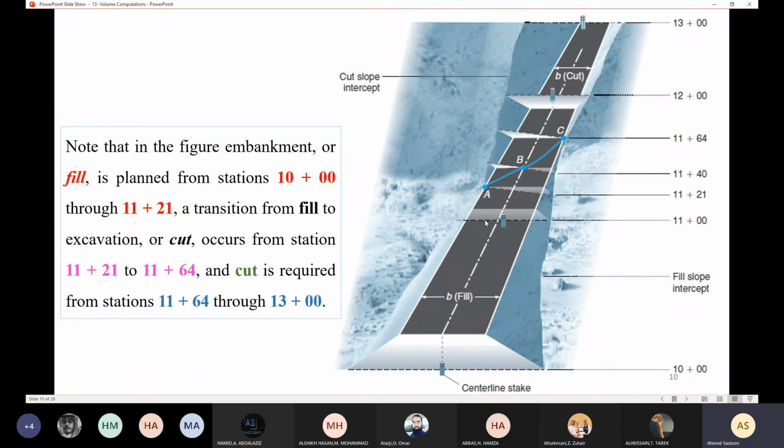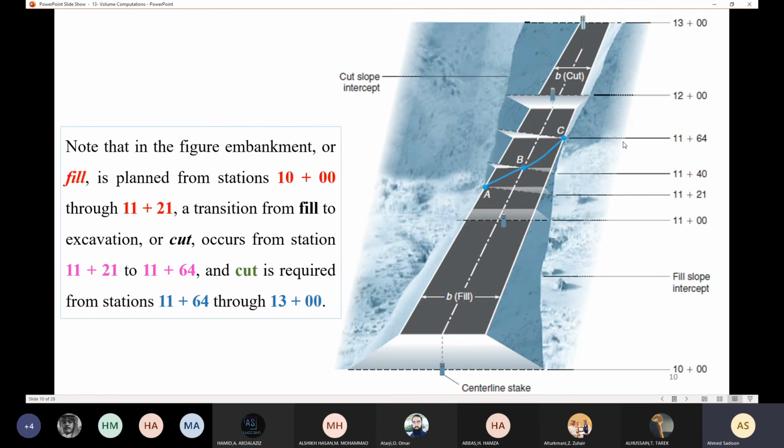Then we have a station here. It has been defined as 11 plus 0, 0. 11 here means 11 kilometers. So the distance from here to here is 1 kilometer, 1,000 meters. So we have a station here, and a station here, and so on. The last station is 13 plus 0, 0. So the distance from here to here is 3 kilometers.